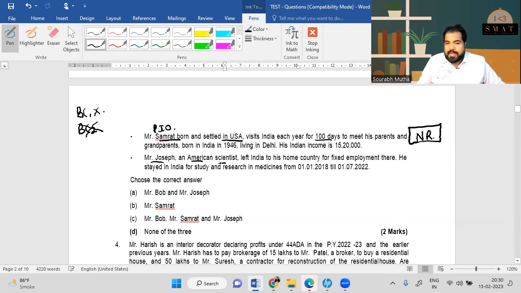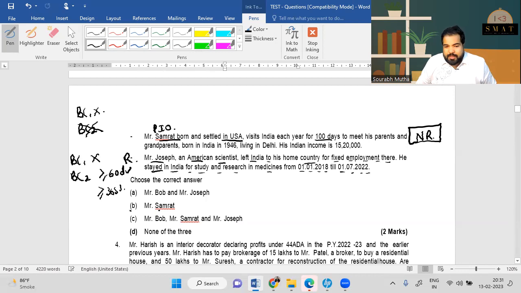Mr. Joseph, an American scientist, left India for his home country to take up employment there. He stayed in India for study and research in medicines from 1st January 2018 to 1st July 2022. So in India this year, how many days? Let's see, till July he was in India. So April 30 days, May 31, June 30, and 1 day of July. So 92 days. Basic condition 1 is not fulfilled. Basic condition 2, the first part, greater than or equal to 60 days, is fulfilled. And the last 4 years also is fulfilled. So he is also a resident.